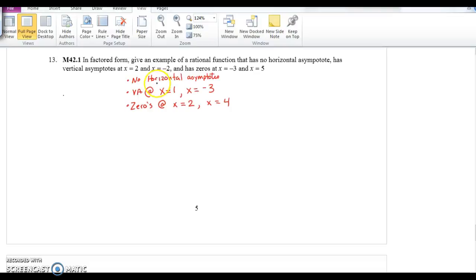So your problem will be this. No horizontal asymptotes, vertical asymptotes, and zeros is shown. It's important to remember that zeros come from the numerator because we're multiplying by 0, and vertical asymptotes come from the denominator because we're undefined when we divide by 0. So that means because we were allowed to put it in factored form, it's pretty simple.